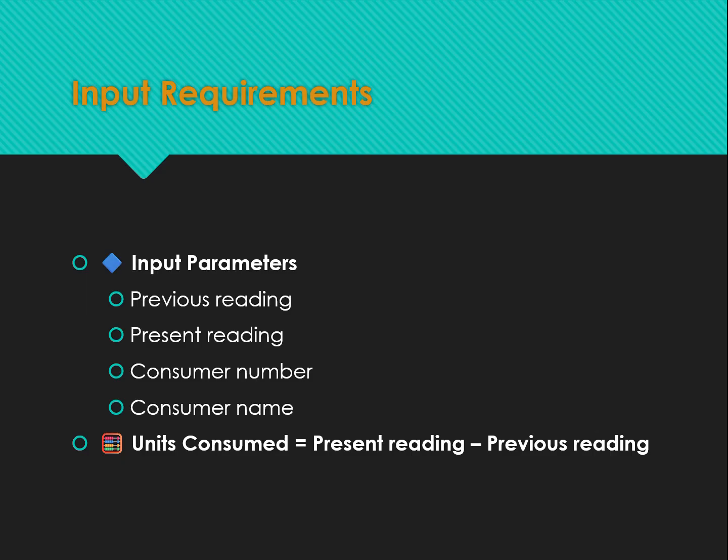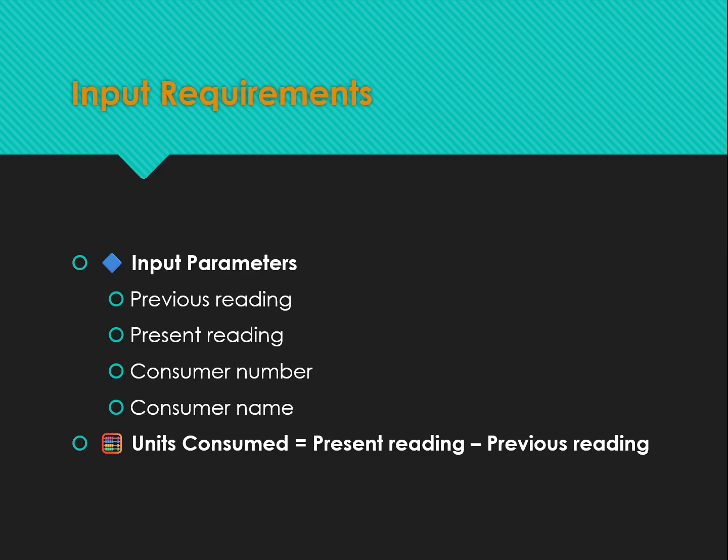Before we begin writing the program, let us first understand the input requirements for calculating the electricity bill. We need three main inputs from the user. Consumer number. This will be an integer input that stores the consumer number. It helps in personalizing the bill output. Consumer name. This will be a string input that stores the name of the consumer. It helps in personalizing the bill output.